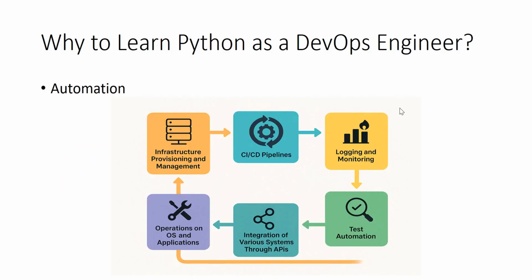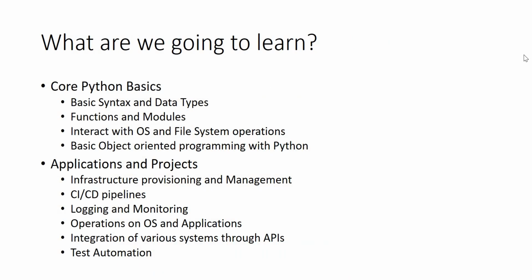Now we have seen where we can apply Python scripts in various areas of DevOps, like infrastructure provisioning and management, CI/CD pipelines, logging and monitoring, the operations on the operating system, and the integration of various systems through APIs, as well as test automation. Now let us see what we are going to cover as part of this series of videos on Python.